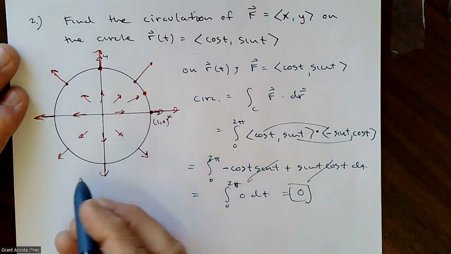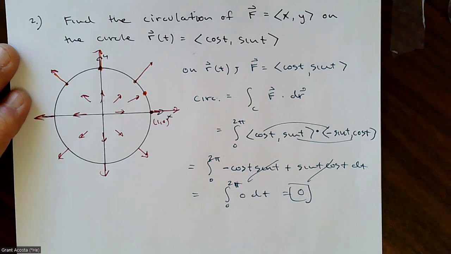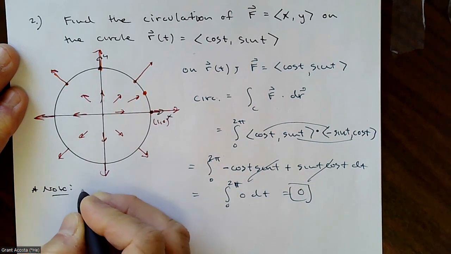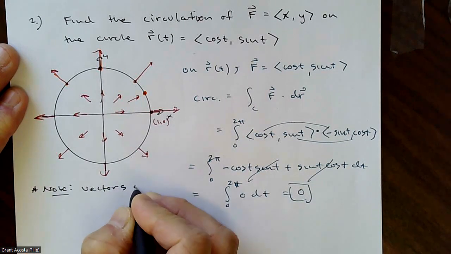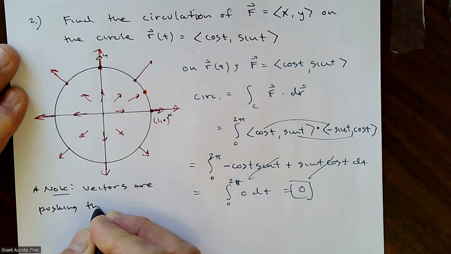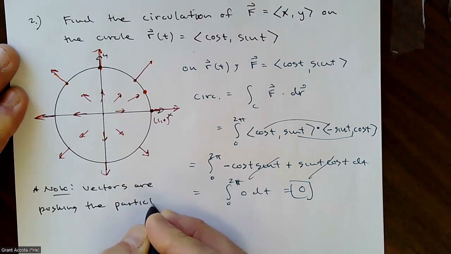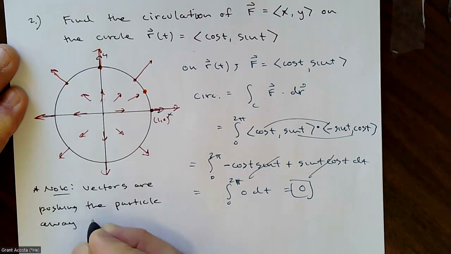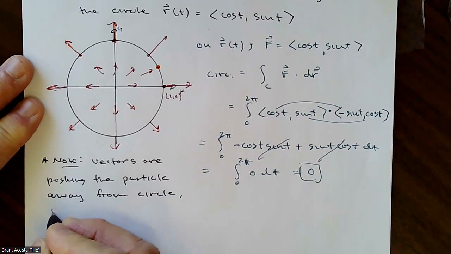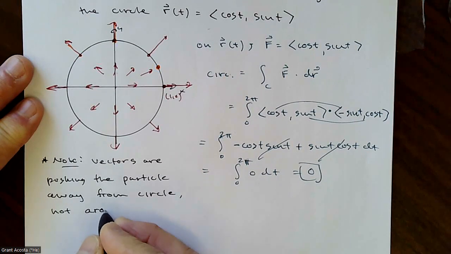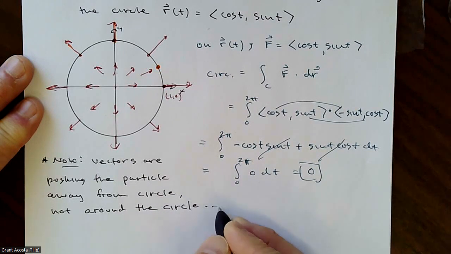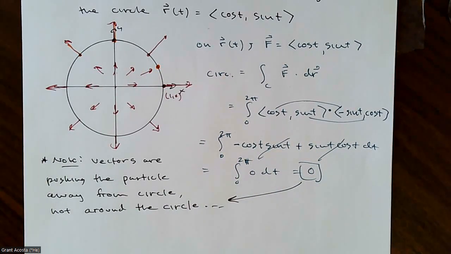And again, how would we have suspected that? I'll try to put that in words again: note the vectors are pushing the particle away from the circle, not around the circle. That's how we can interpret why that answer was 0.